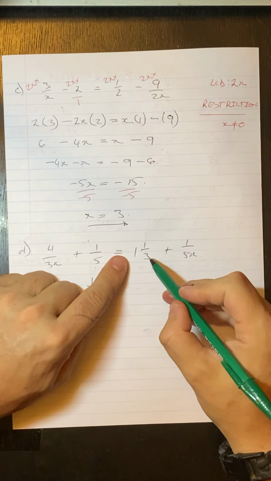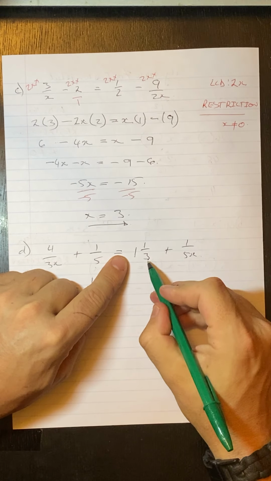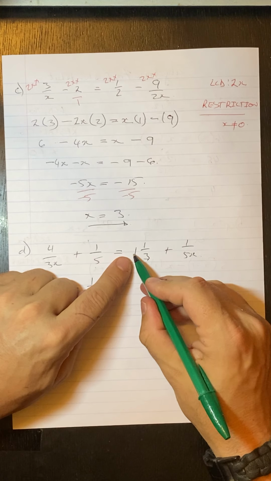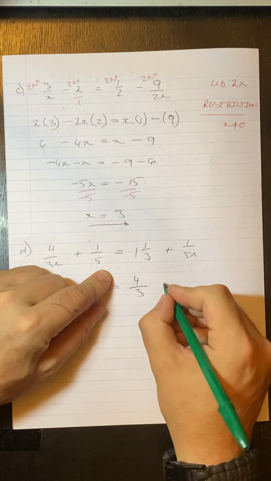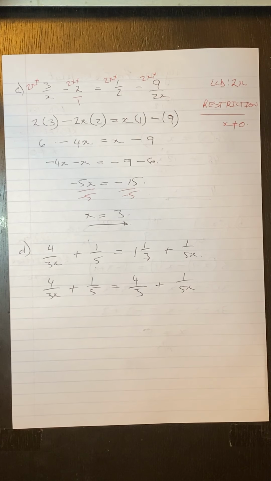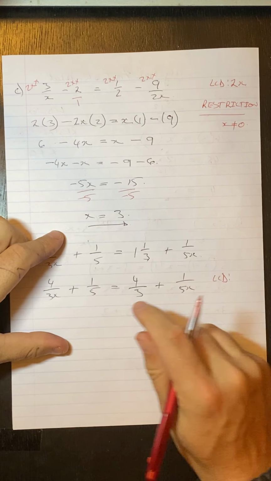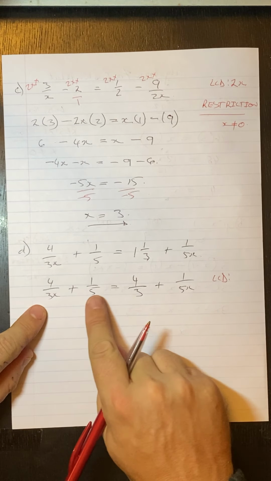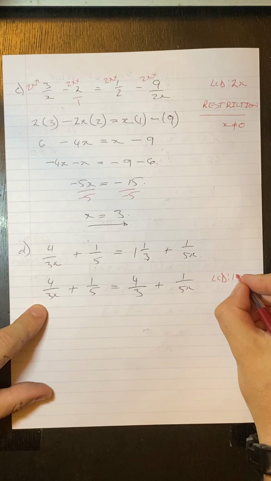So you remember how we did? We say that times that plus the top one. All right, so 3 times 1 is 3, plus 1 is 4, all over 3, plus 1 over 5x. Okay, so now we're ready to find our LCD. Look at the numbers first. We have 3, 5, 3, 5. The lowest number that 3 and 5 go into is 15.